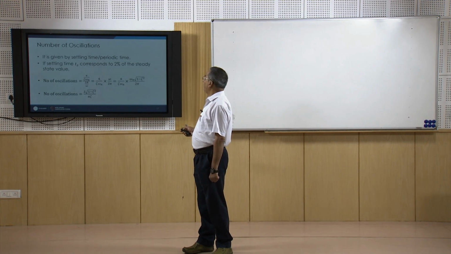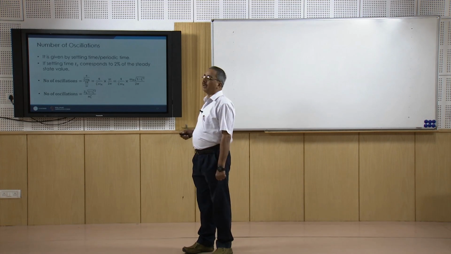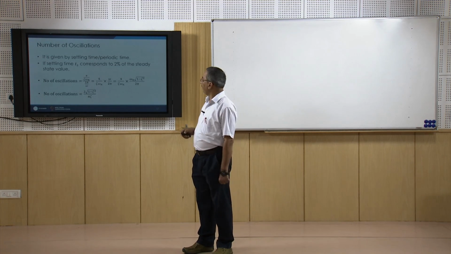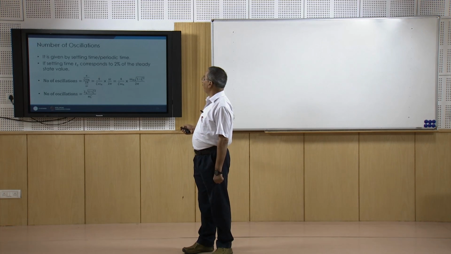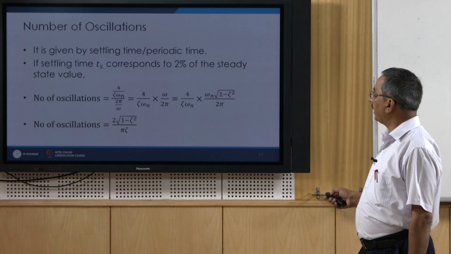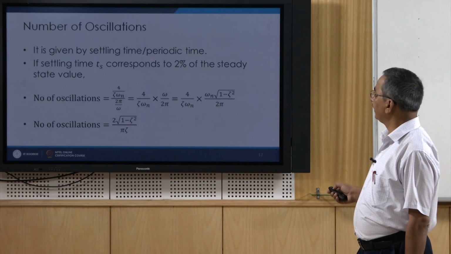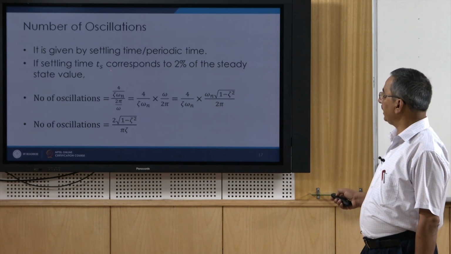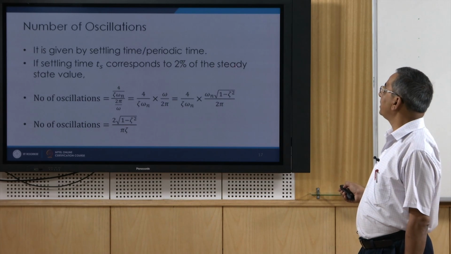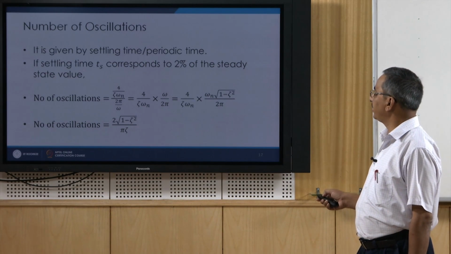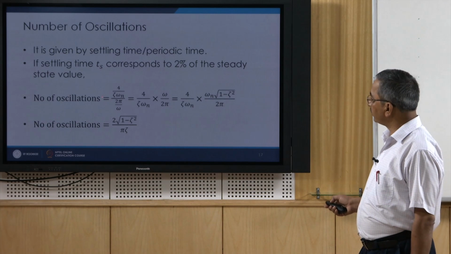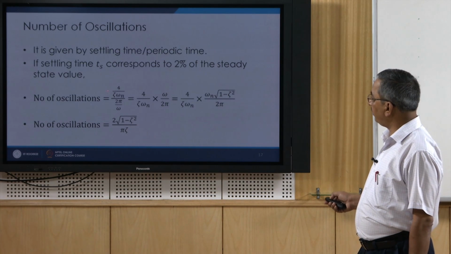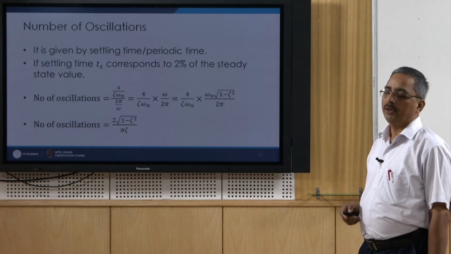Then we may also be interested in knowing the number of oscillations. If we want to find out the number of oscillations, we can get it by dividing the settling time by the periodic time. If the settling time Ts corresponds to, say, 2 percent of the steady state value, the number of oscillations will be this settling time divided by the periodic time, which is 2 pi by omega.